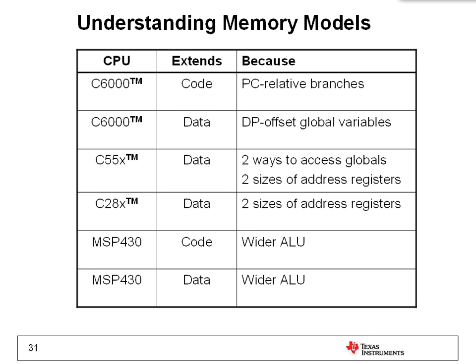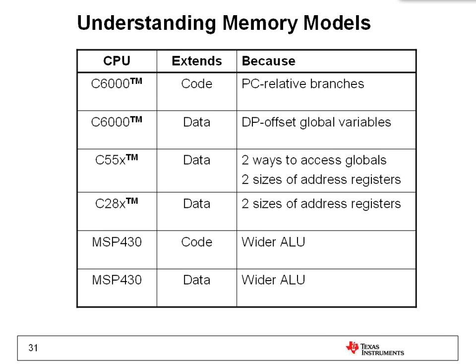It's a similar kind of story with the rest of them. C55000 under data, there's a large and small data memory model. That's because there are two different ways to access globals, and two different sizes of address registers. And if you start using the bigger ones, you pay a cycle count and a code size penalty for doing that. C28X is an extension of the data memory model. Again, two different sizes of address registers.